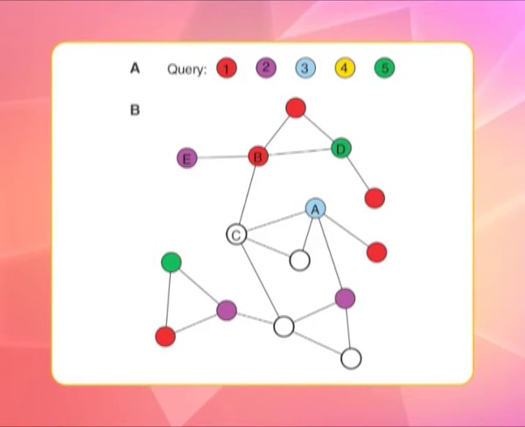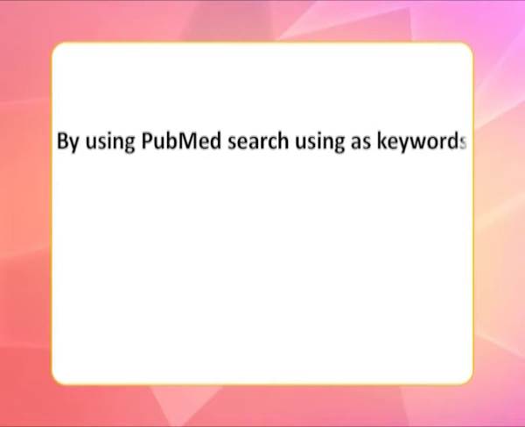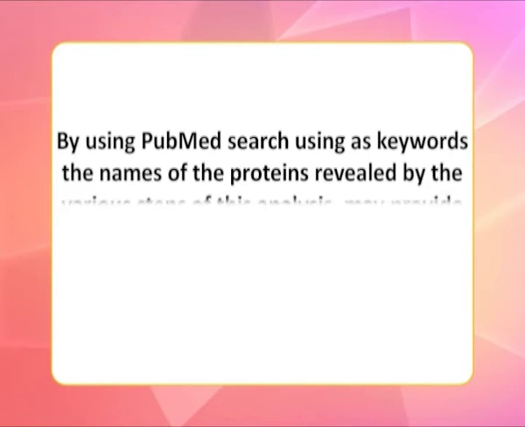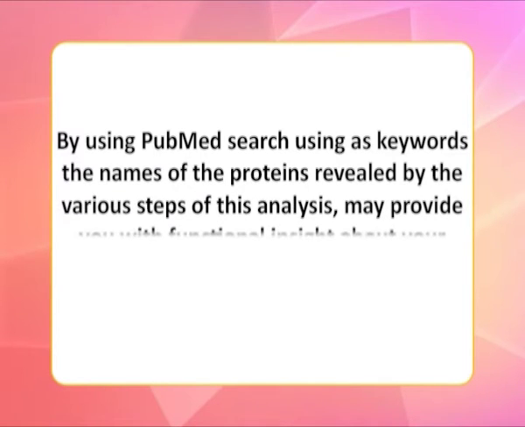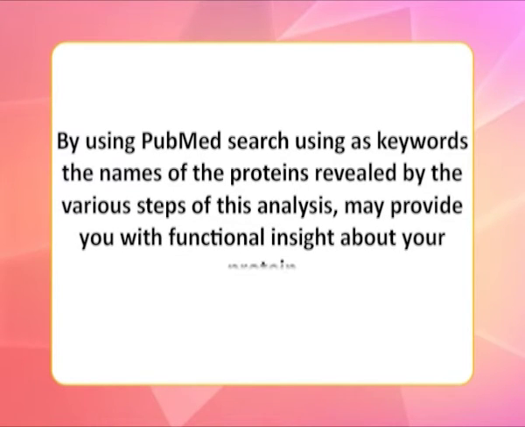Step 9. Obtain function of query proteins. To understand the function of your protein, it may be useful to gather information about proteins that share similar structural or sequence elements. Doing a PubMed search using as keywords the names of the proteins revealed by the various steps of this analysis may provide you with functional insight about your protein.